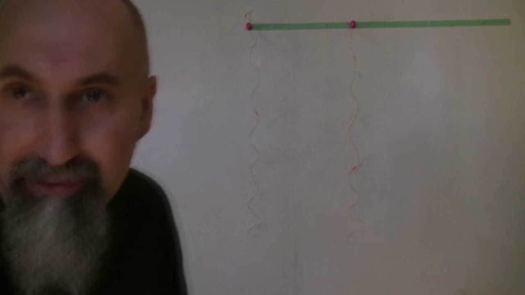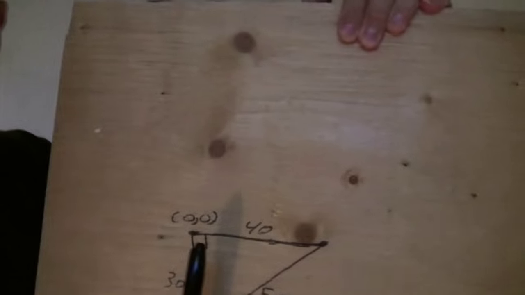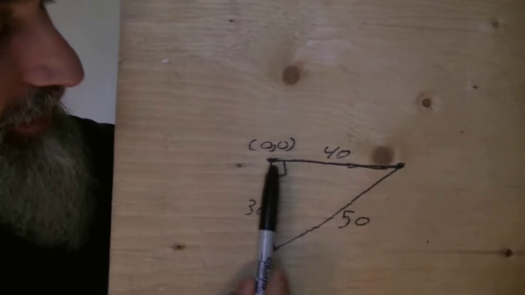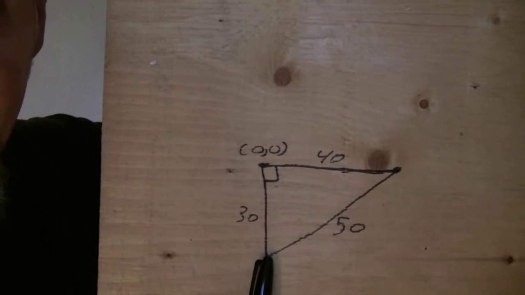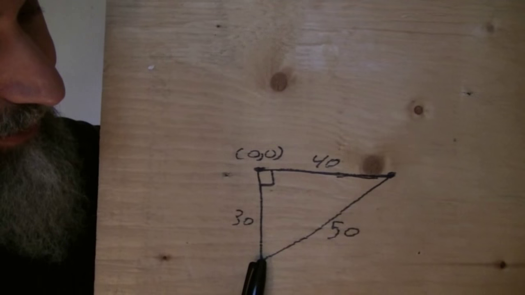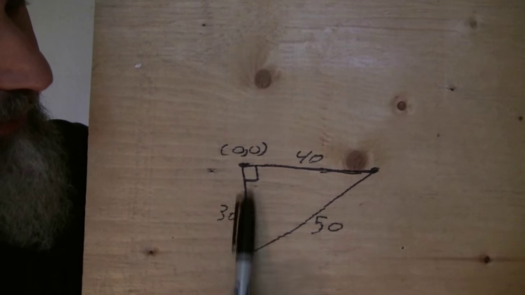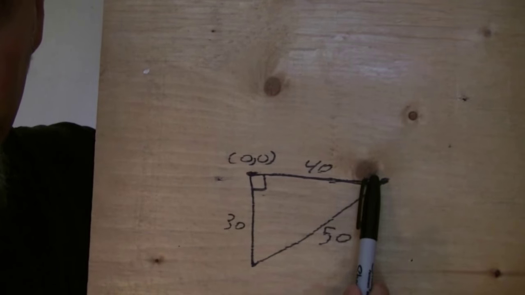What we're going to do here, you see the stakes here, right? We have basically one here and one here. So I'm gonna go down 30 centimeters this way vertically, and that one 50, and where that ends up should be a 90 degrees, right? This line is going to be perpendicular to this line.